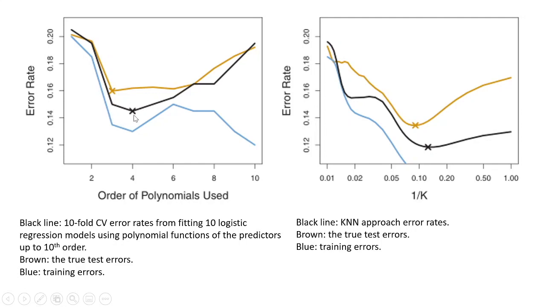If you look at this one, the minimum of the CV error rates from the 10-fold method is quite similar to the true test error. So we will say that it gives us quite a good approximation of the true minimum test error.